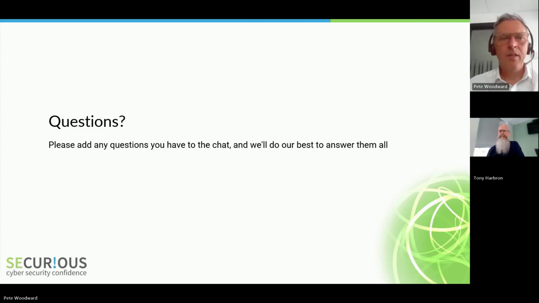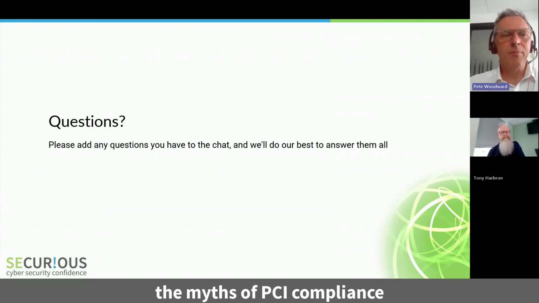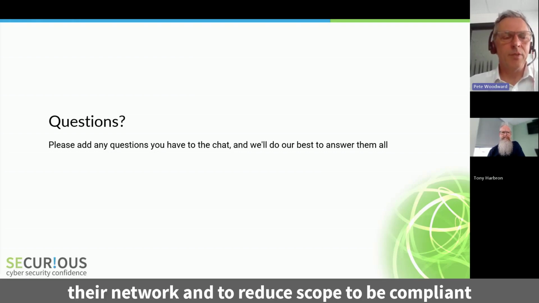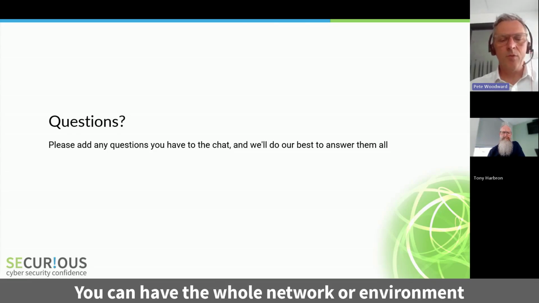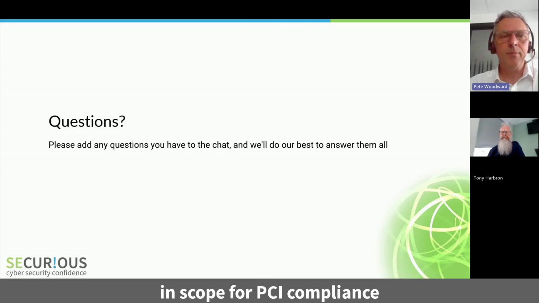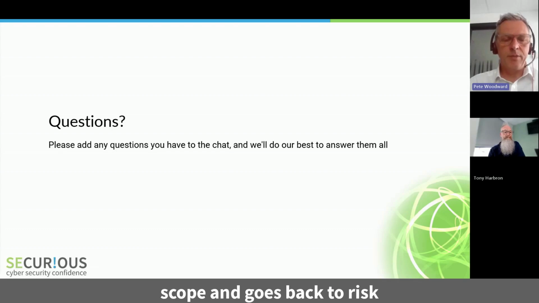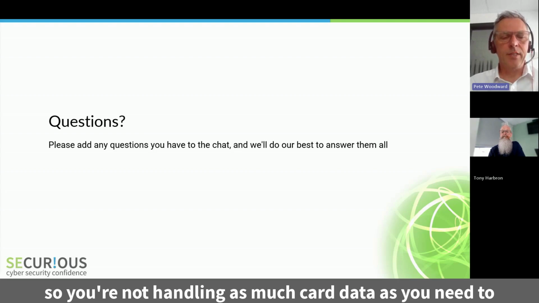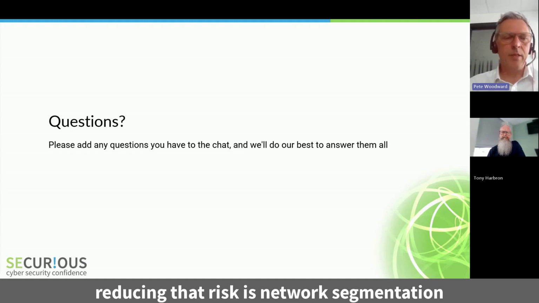That's a good question. That could probably be headed under the myths of PCI compliance. A lot of organizations think they have to segment their network to reduce scope to be compliant. That's not actually true. You can have the whole network or environment in scope for PCI compliance. The recommendation is to minimize your scope, and it goes back to the risk. Minimizing your cardholder data environment is minimizing your risk, so you're not handling as much card data as you need to. And one of those methods of reducing scope and reducing that risk is network segmentation.